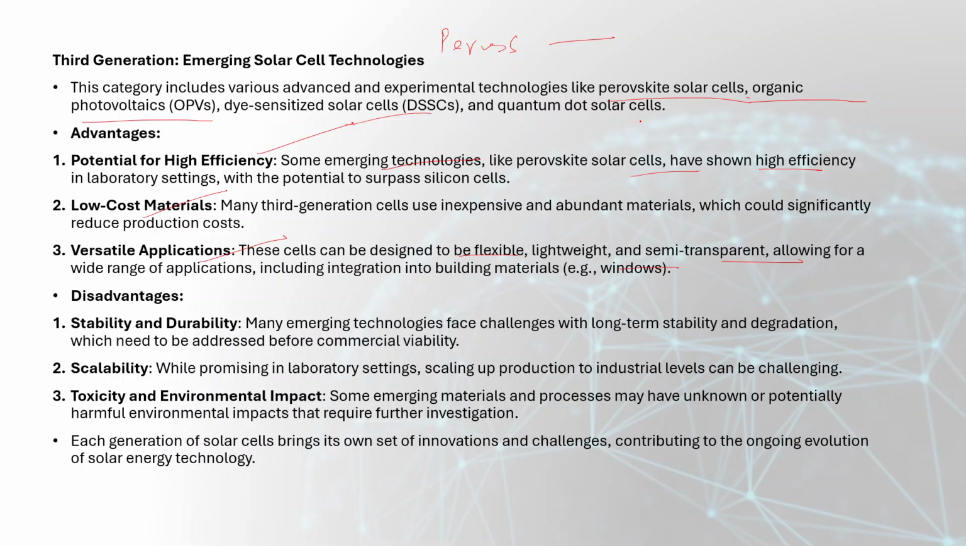With every technology there come advantages and disadvantages, and based on the disadvantages, researchers work to reduce them. The disadvantages of the third generation are still stability, durability, and scalability, while scaling up to the industrial level is very challenging. And there are some environmental and toxic effects always there with any technology. So these are some of the generations of the solar cell.